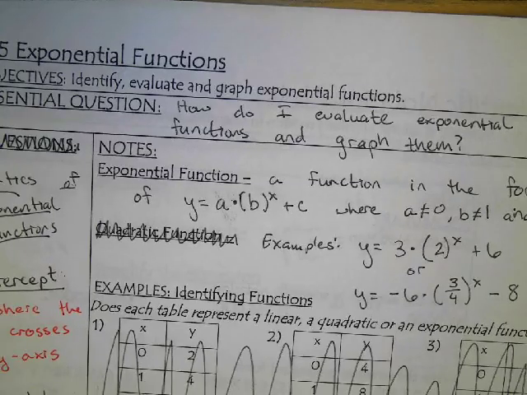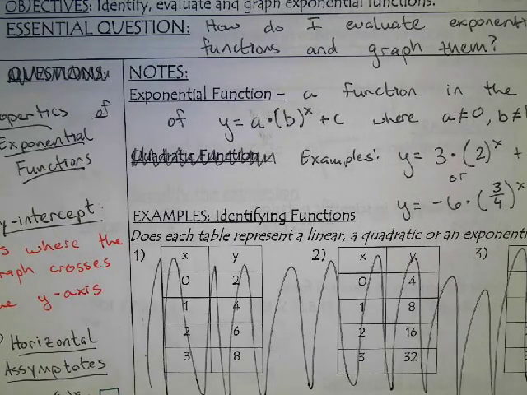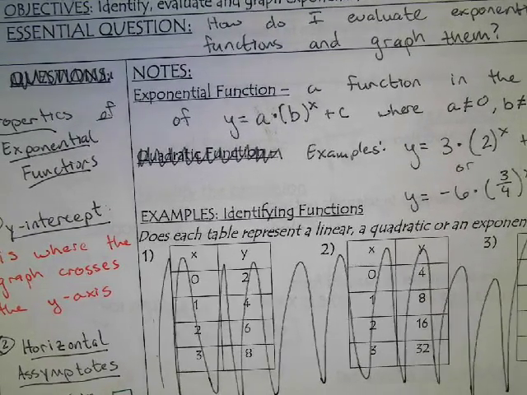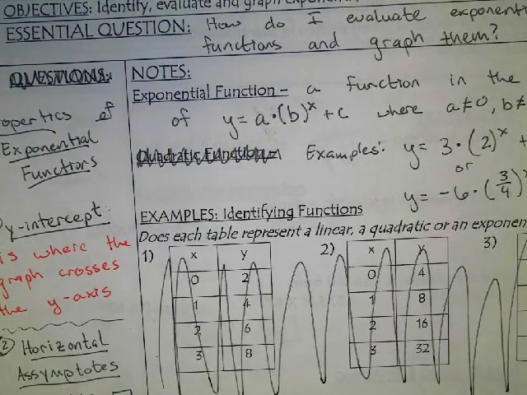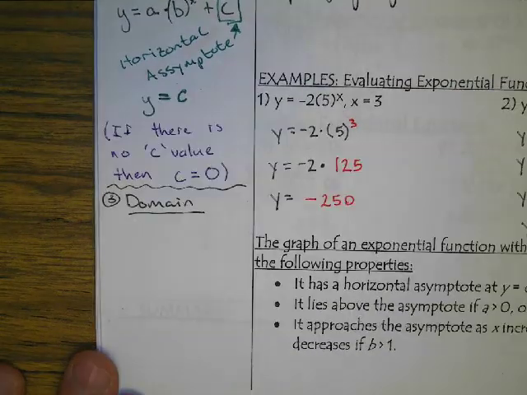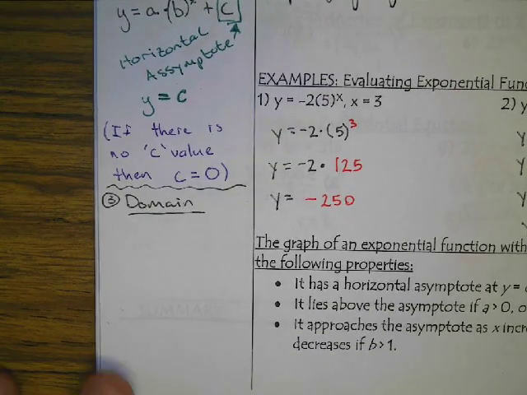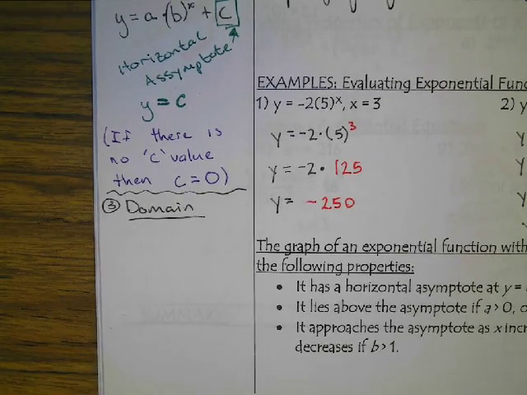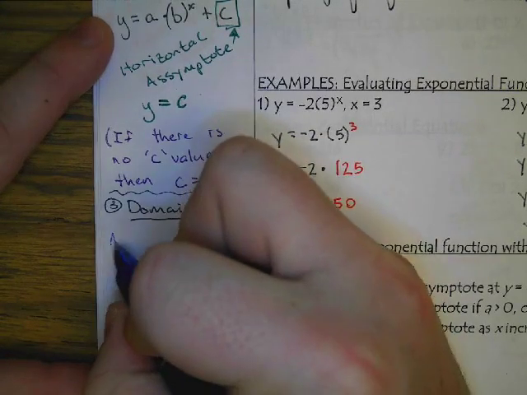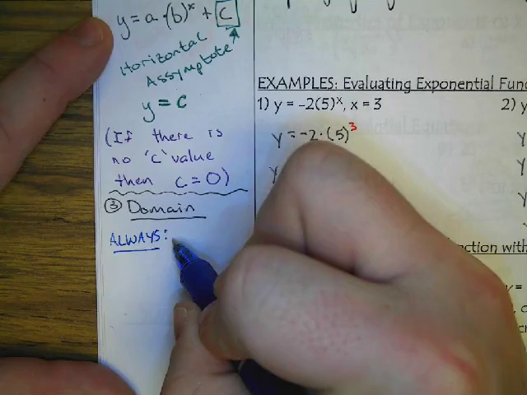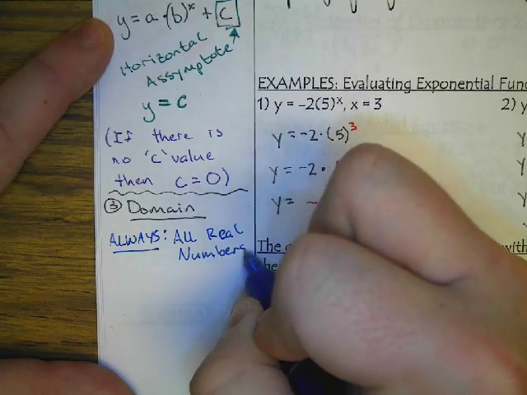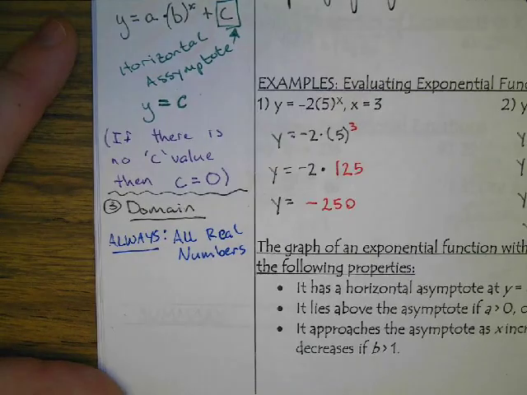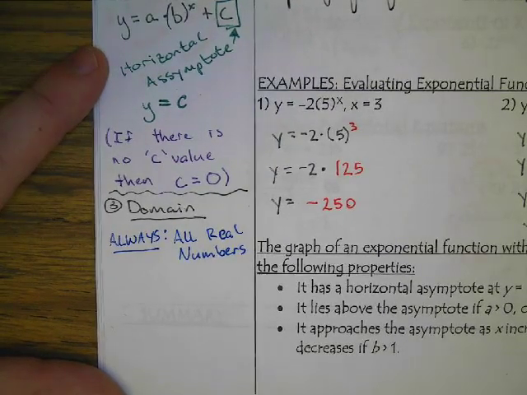Okay. Next, we'll want to talk about domain. Domain is pretty straightforward for these kinds of functions. The domain of an exponential function will always be all real numbers. Anytime you ask for the domain, any x value is okay to plug in. So that means we can have all real numbers as our domain.